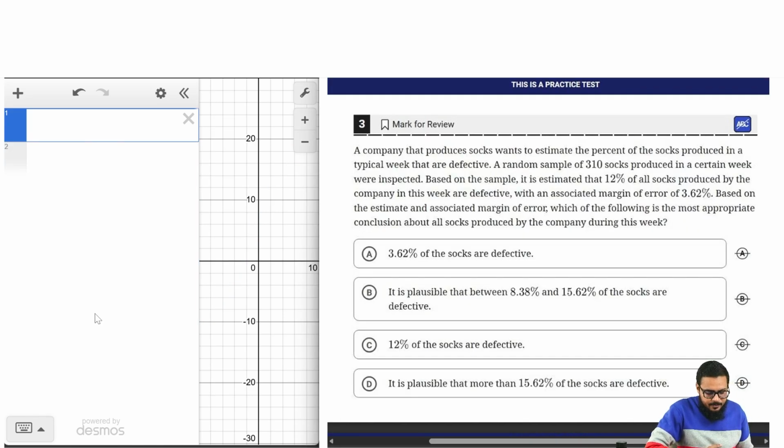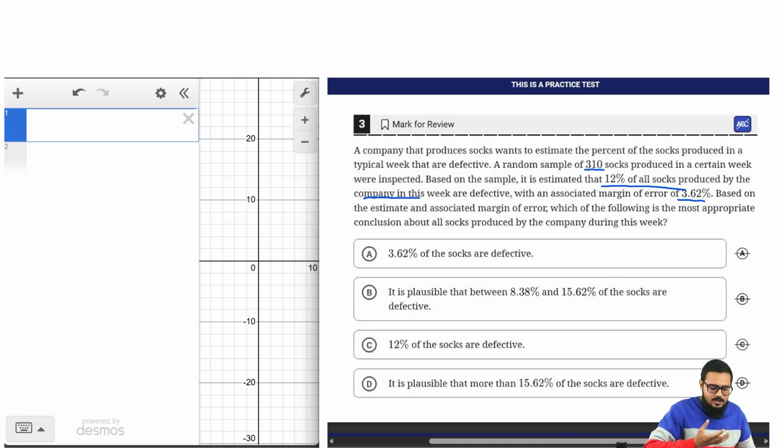A company that produces socks wants to estimate the percent of the socks produced in a typical week that are defective. 310 was our sample size, and the sample proportion was 12% of all the socks produced by the company in this week being defective, and your margin of error is given to you as 3.62%.